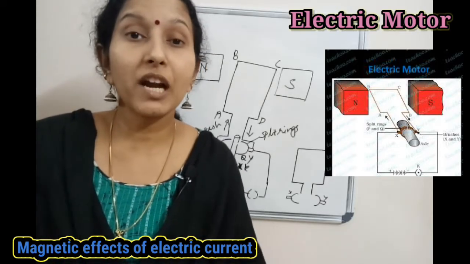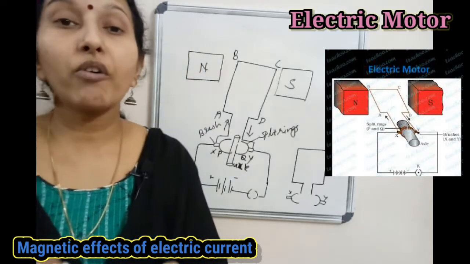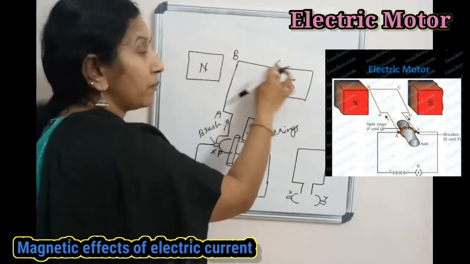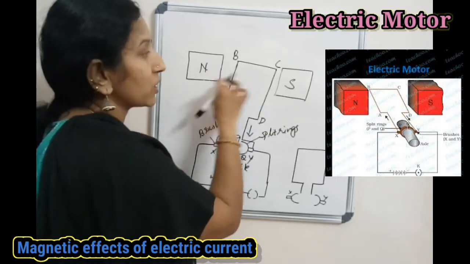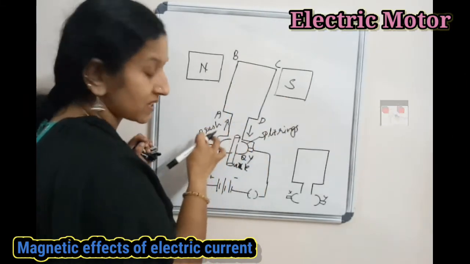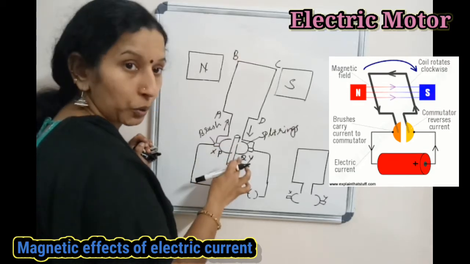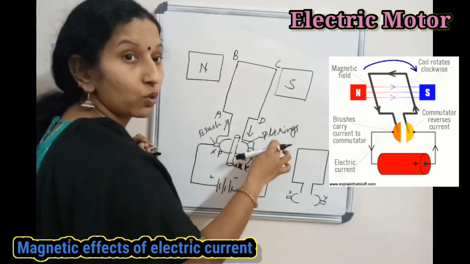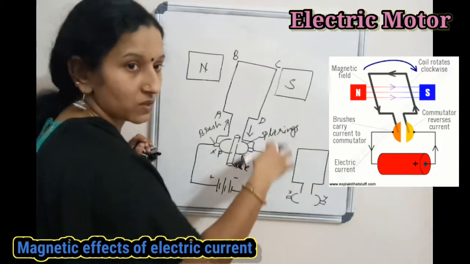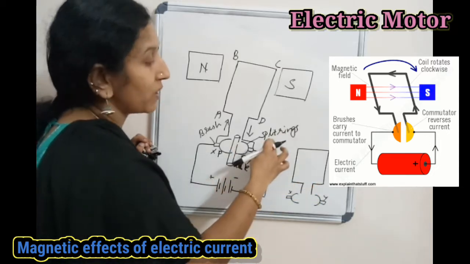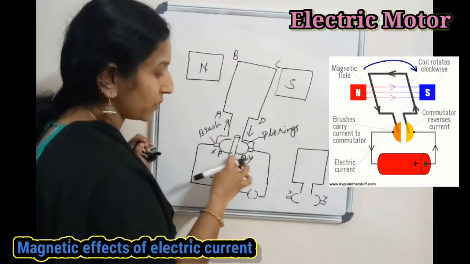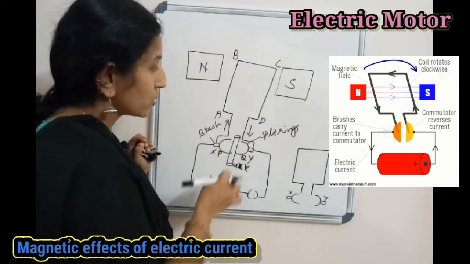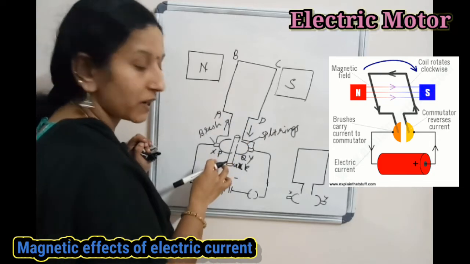And what are the parts of an electric motor? An electric motor consists of a rectangular coil ABCD, or armature coil ABCD, placed between the poles of the magnet, and the ends of the coil are connected to the two halves P and Q. The name of these halves is split rings. We will discuss the use of split rings at the end of the working. So the two halves P and Q are called split rings.